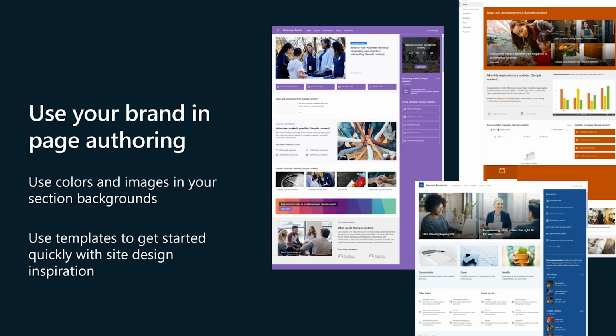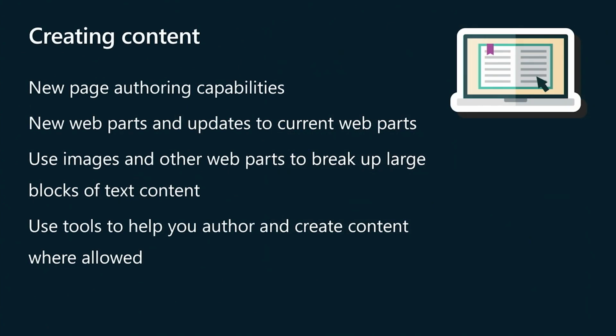Now, I want to talk about how that works beyond the creation of items in the Brand Center. I've created my themes, I've created my font packages. What does that look like, and how do you continue to customize? So moving into that site owner, content author, and creator space. With that, you can use your themes and colors and images in your section backgrounds. You can use templates to get started quickly or get inspired for inspiration, whether that is a site, a page, or a section. And then if you're creating content, we have great new page authoring capabilities.